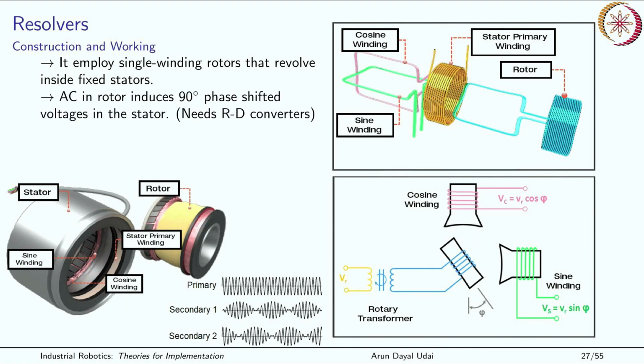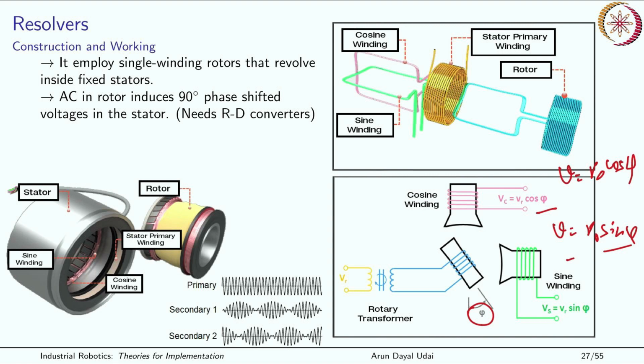AC in the rotor induces 90 degree phase shifted voltages in the stators. For one of them, the voltage varies as V equals V0 cos psi, where psi is the angle shown here. The other will see V equals V0 sin psi. Actually it is cos of 90 degrees plus psi, which effectively gives you V0 sin psi. So that is the voltage that comes here.